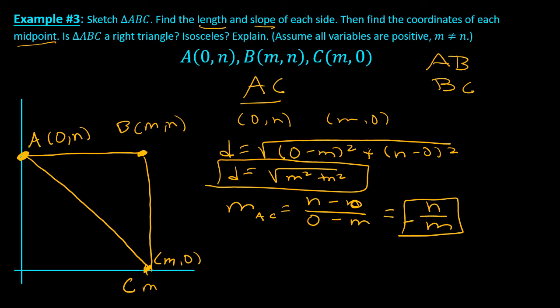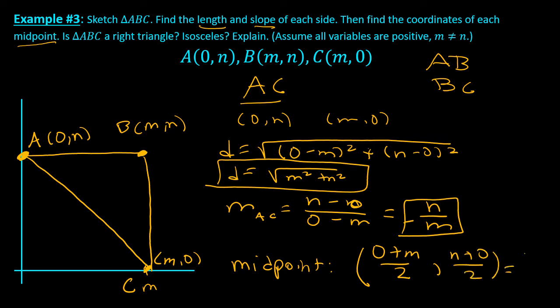And then the last thing they want is the midpoint. So if you think about how we found the midpoint, we averaged our x coordinates and averaged our y coordinates. So if I take the two x's and add them together and divide by 2, and then take my two y coordinates and add them together and divide by 2, I get m over 2 and n over 2. All right, so at this point, I want you to finish out this last problem by finding AB and BC and finding the length, slope, and midpoint of each one of those.